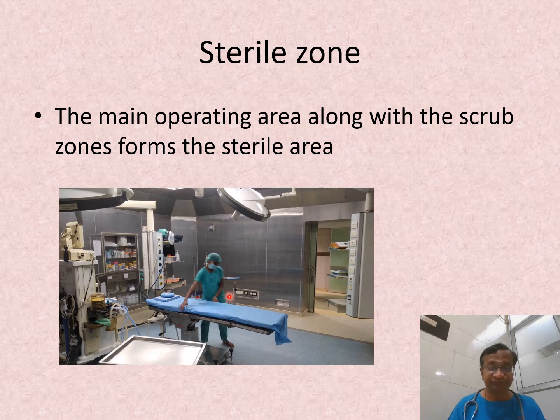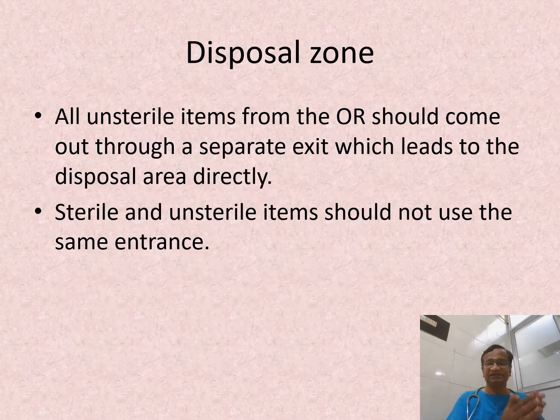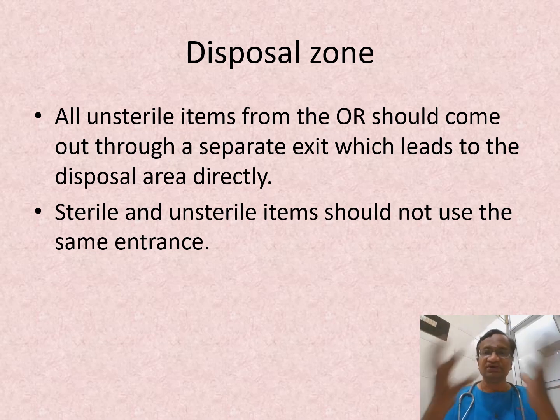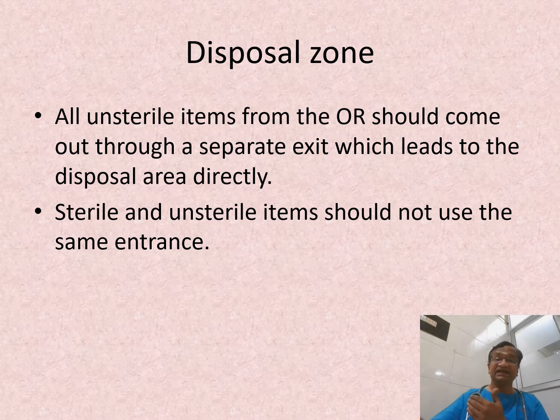Sterile zone means, now I want to stress something. If you are going to the clean zone, you should definitely be in theatre dress, in the OT dress only. The main operating area has the scrub zone, wash, and then go to the operation theatre. Then after the operation, where do your soiled instruments go? That will go to the disposal zone, through a separate exit which goes to a disposal area. So sterile and unsterile items should not go in the same hall. Now we have this thing and we have that thing here. They should not go like that.